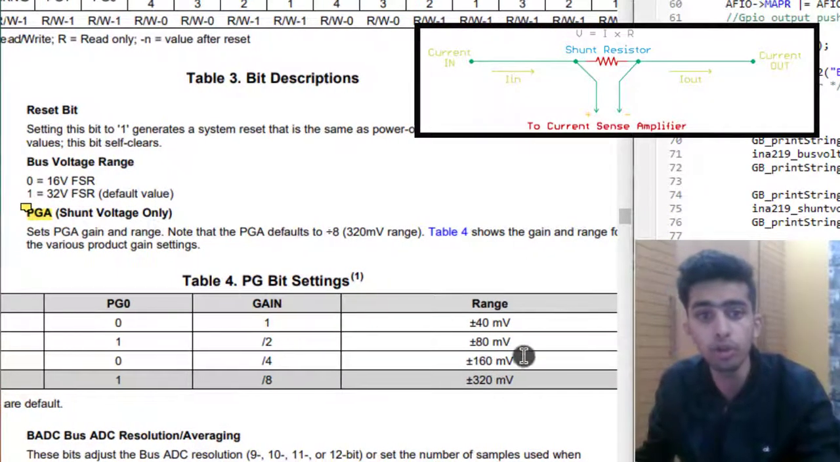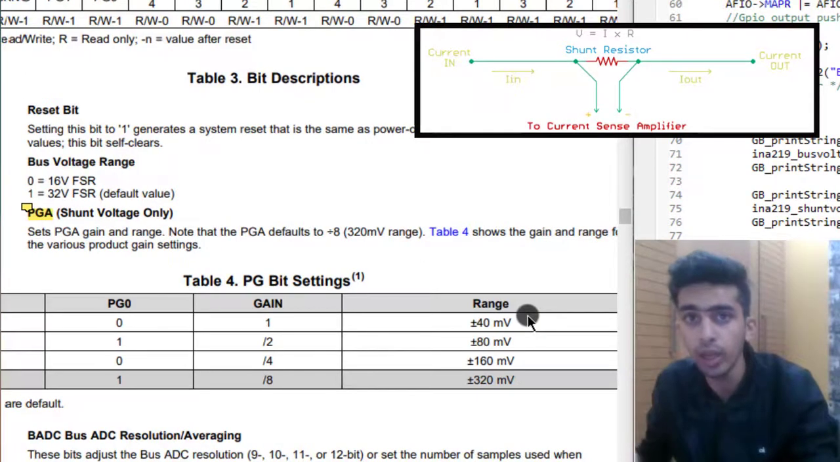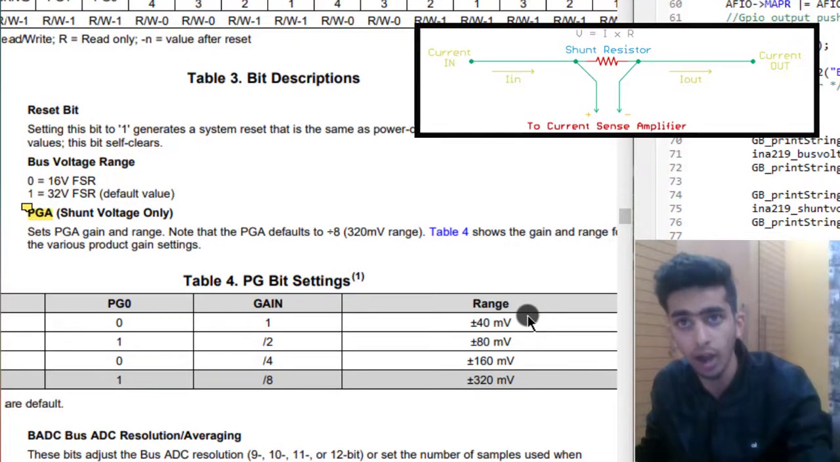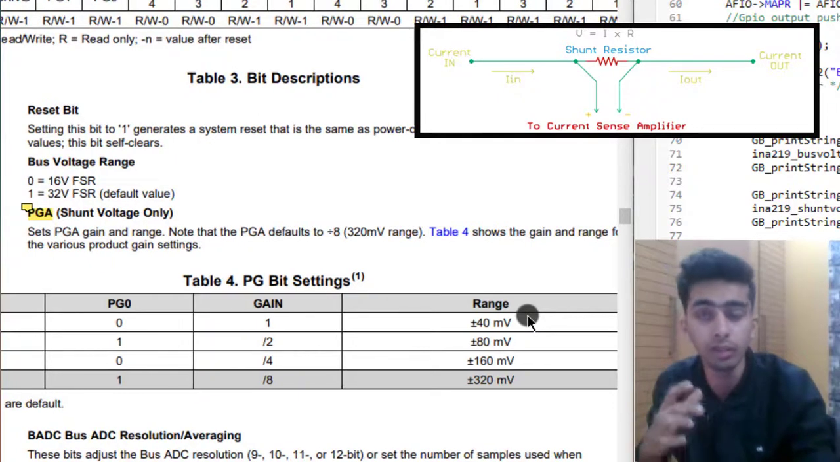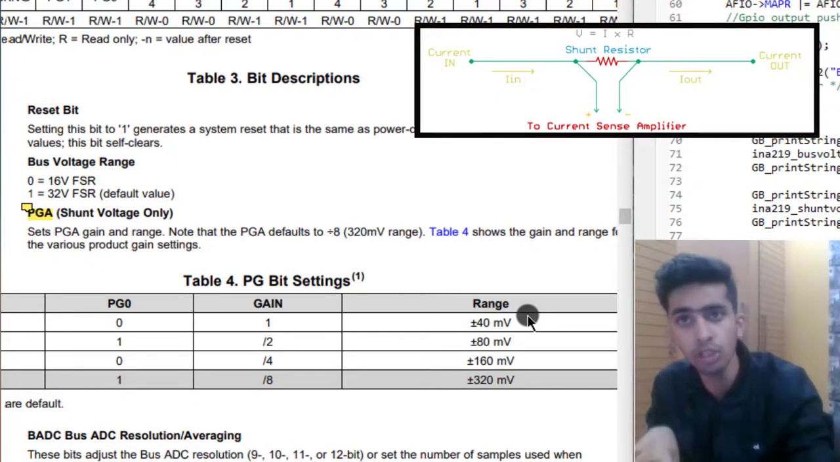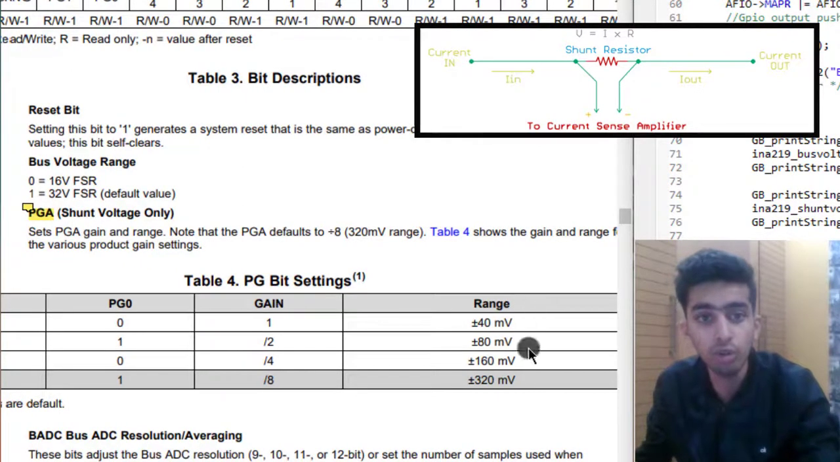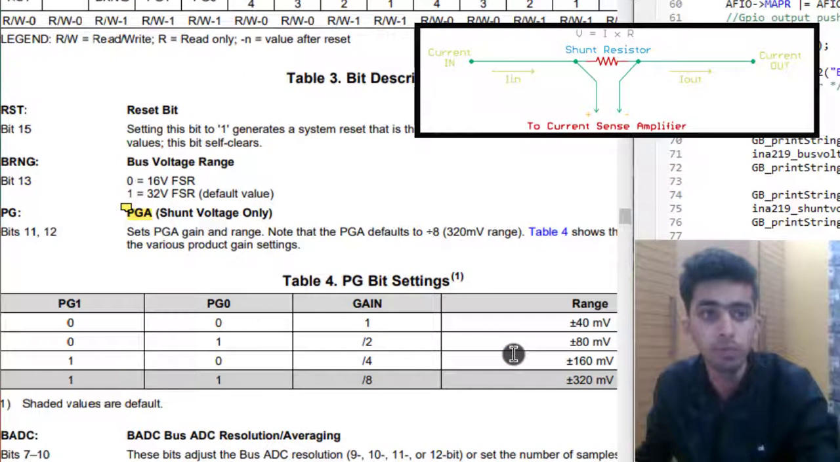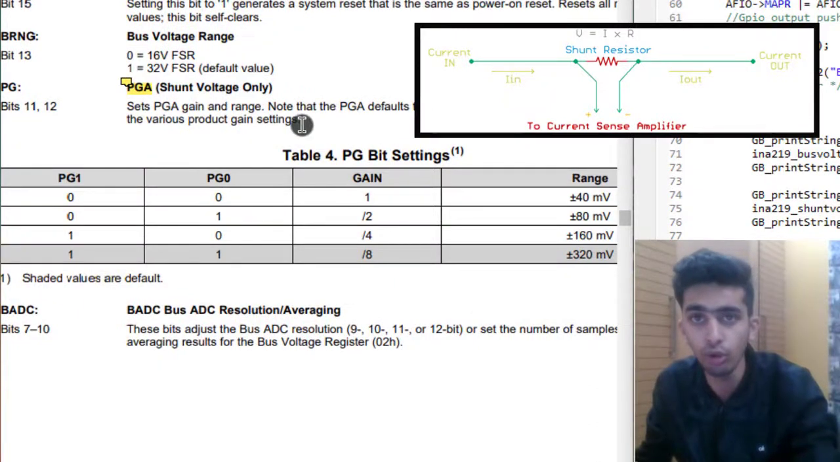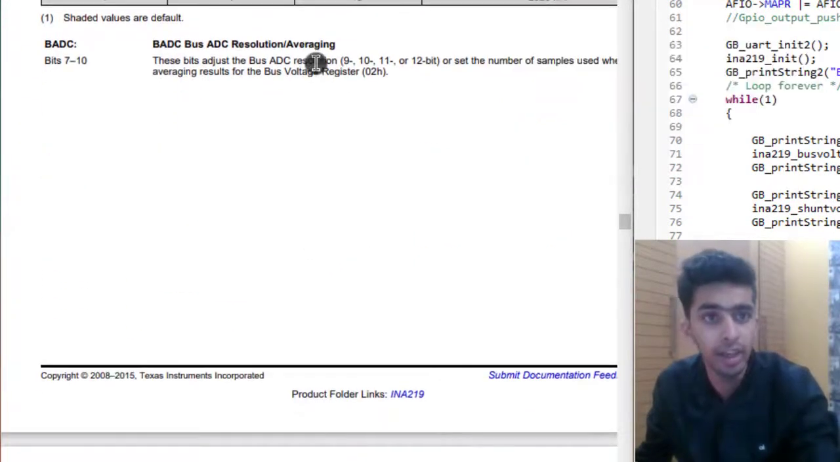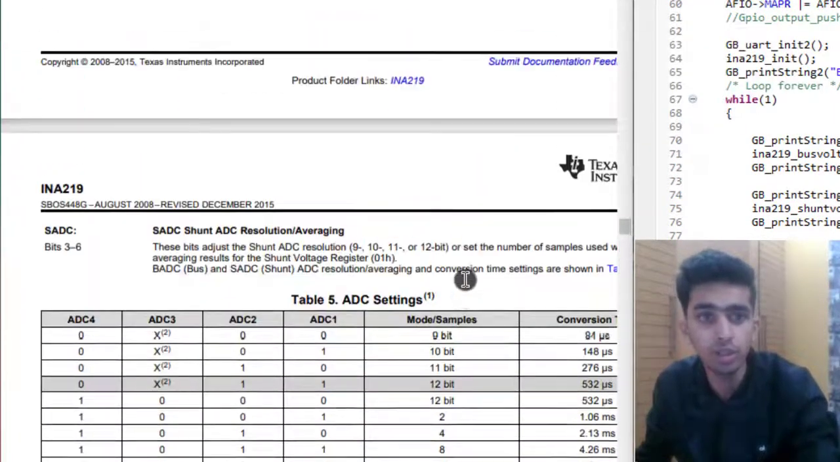Why so? Because the shunt resistor value R is equal to V divided by I, so whatever the value of my R, that will directly give me the voltage across the shunt resistor, and that voltage across the shunt resistor should lie within this range. So this is an important thing for selecting the shunt resistor value. And then these are my ADC resolution settings.